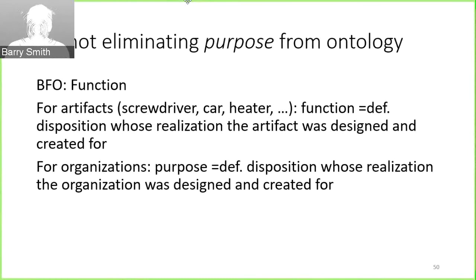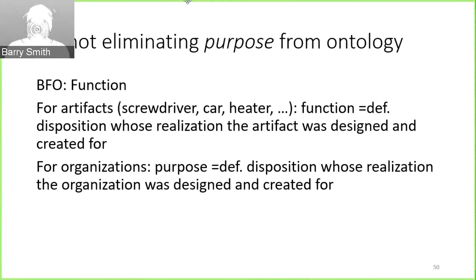So BFO has a term function, and we are exploring the idea of using a similar term, namely purpose, to understand the analog of functions for organizations. I have nothing against purposes. I think they're very hard to deal with in ontologies, and that's why BFO still has not found a way of dealing with them, which enables clear definitions to be formulated and tested. But we are working on it. We're not desperately trying to exclude purpose from reality.